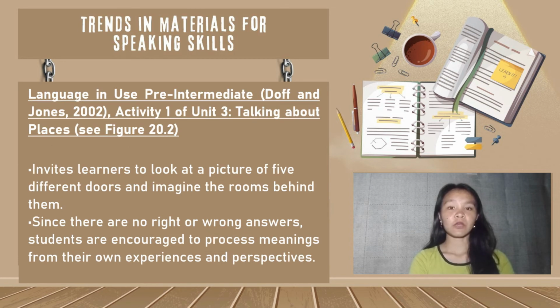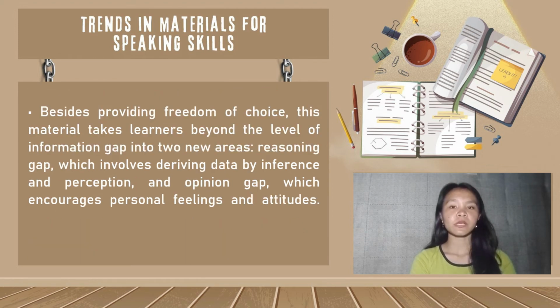And lastly, we have Language in Use Pre-Intermediate, Doff and Jones 2002, Activity 1 of Unit 3, talking about the places. So it invites learners to look at a picture of 5 different doors and imagine the rooms behind them. Since there are no right or wrong answers, students are encouraged to process meanings from their own experiences and perspectives. So, besides providing freedom of choice, this material takes learners beyond the level of information gap into two new areas: reasoning gap, which involves deriving data by inference and perception, and opinion gap, which encourages personal feelings and attitude.